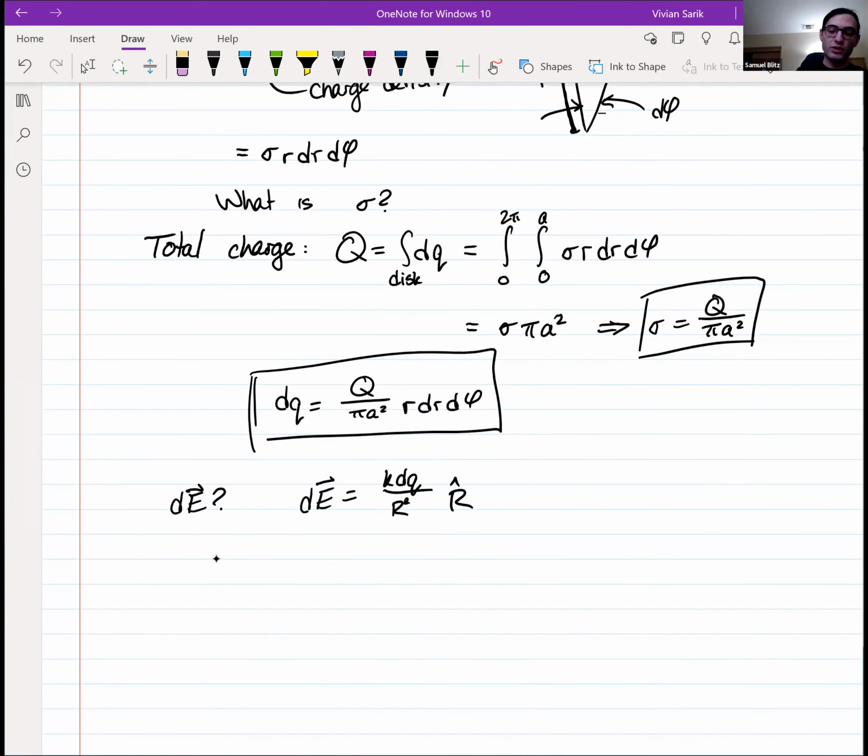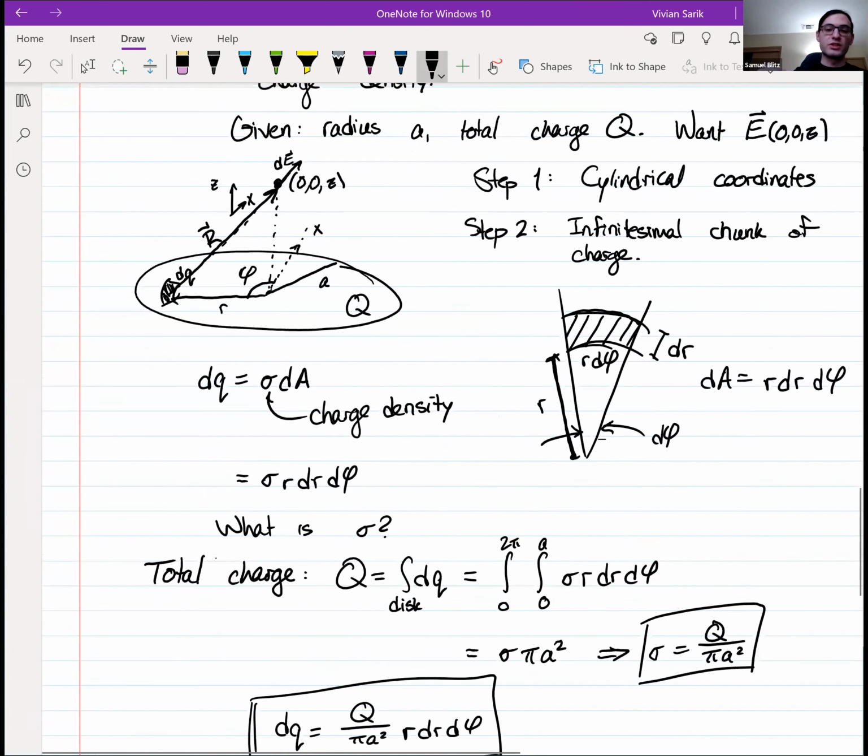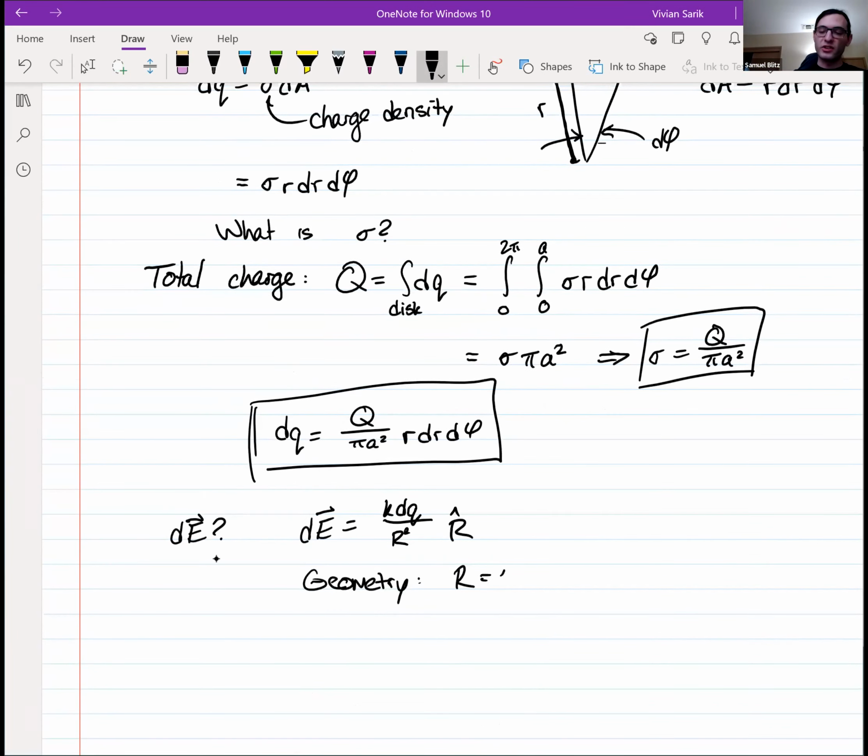So again, we use geometry to rewrite what those vectors are. For the length of that vector, we use the Pythagorean theorem. It's r on one side and z on the other side. So R is just the square root of little r squared plus z squared. Here z is treated as a constant, right? It's just the position that we're interested in.